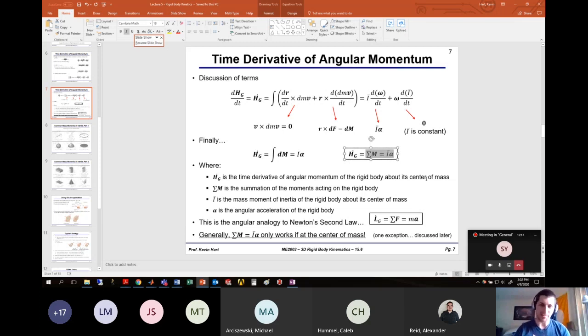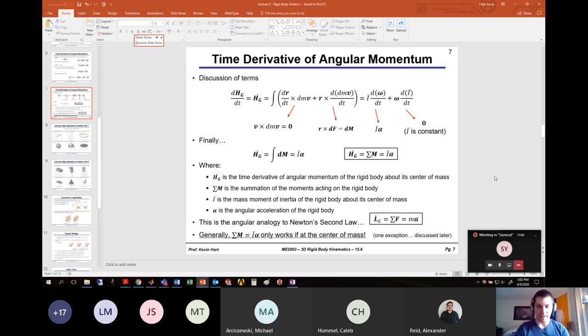Your book uses I bar. For whatever reason, they use I bar for the mass moment of inertia. I prefer Ig, so you'll see me write it as Ig, but your book uses I bar. In my notes, I try to be consistent with the book, but I'm going to use Ig. All right, and that was our angular analogy to the sum of the forces equals the mass times acceleration.